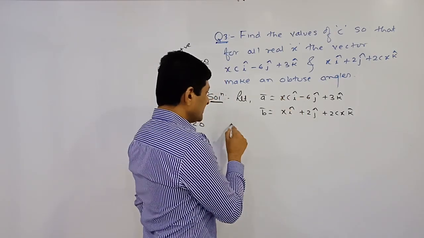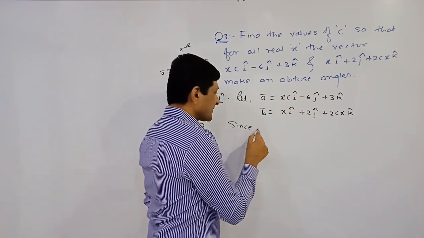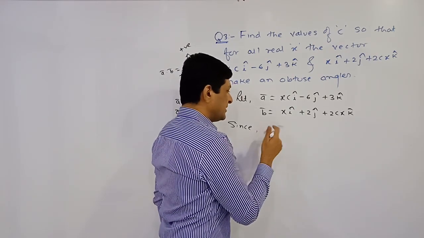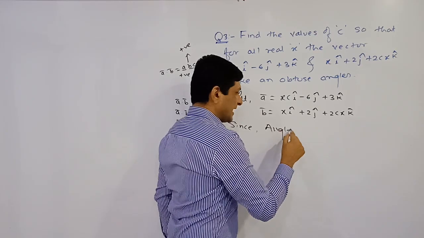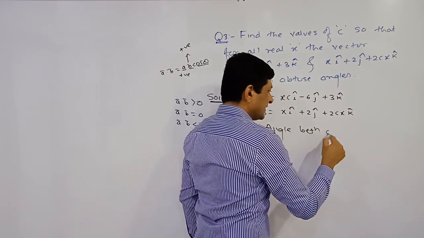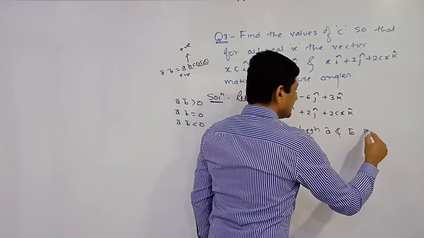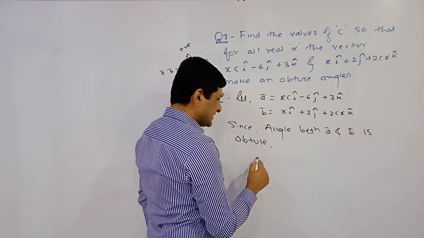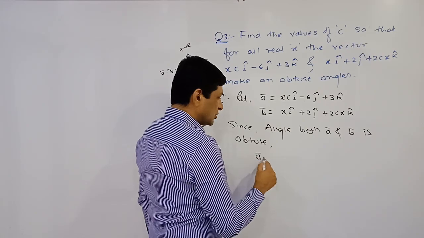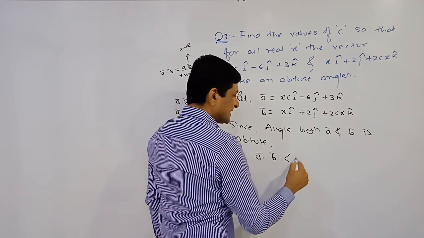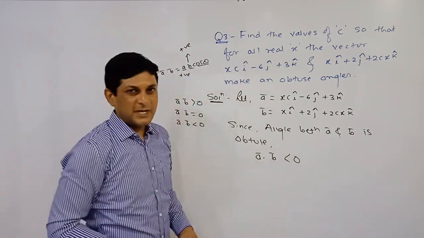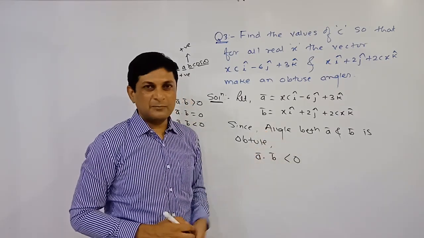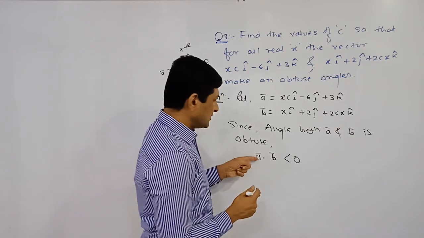obtuse. So here it is given to us that the angle between a bar and b bar is obtuse. That's why we can say that a bar dot b bar is less than 0. So this result we are getting from the dot product: if the angle between two vectors is obtuse, the dot product is negative. Now substitute the value of a bar.